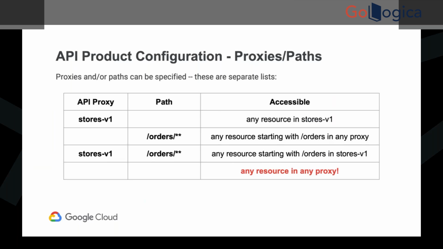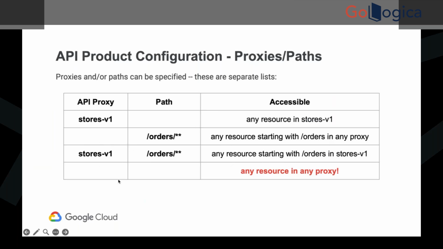by this product. Now if you are giving both proxy and path, then inside this proxy Apigee will allow this path. Only inside this stores v1 proxy, if there is any path which is matching this pattern, Apigee will allow only that path. It will not allow anything else.